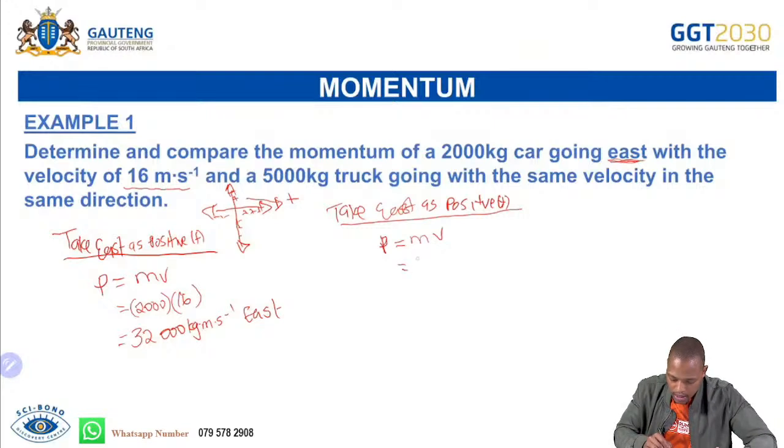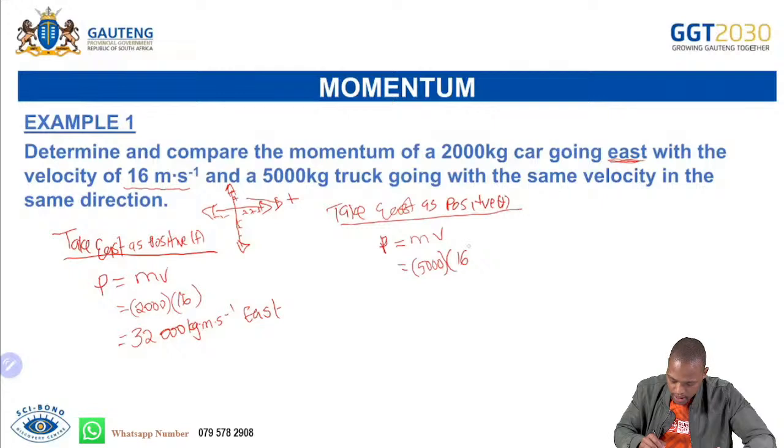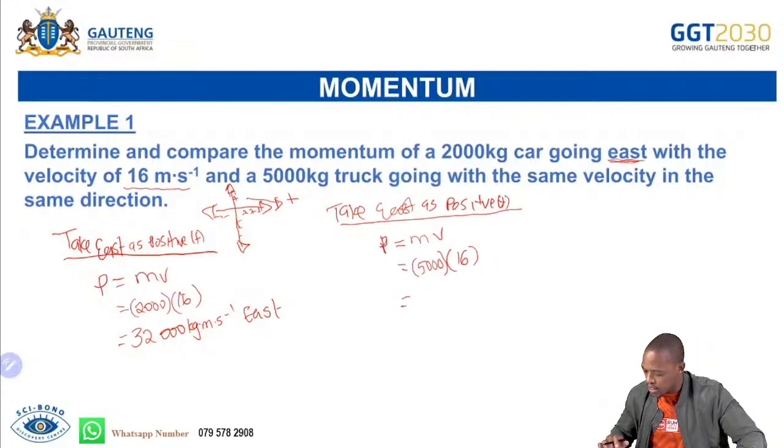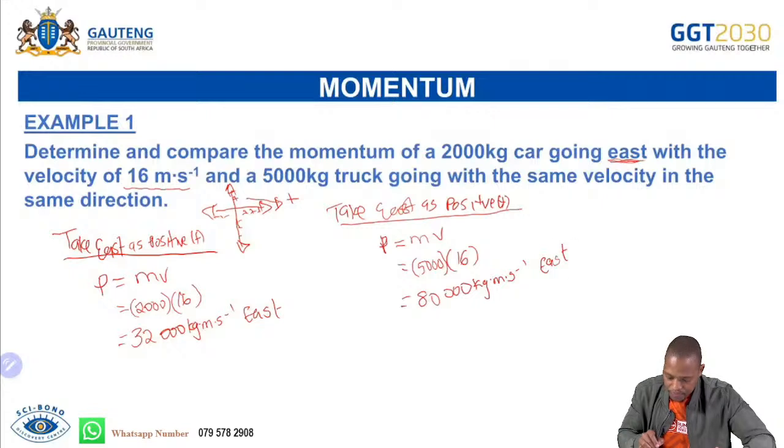What is my mass? My mass is 5,000 now. And the velocity they said is the same, and it's also in the same direction. So it's still going to be what? 16. Then I put that in the calculator. 5,000 multiplied by 16. What do I get? I get 80,000 kilograms meters per second east.